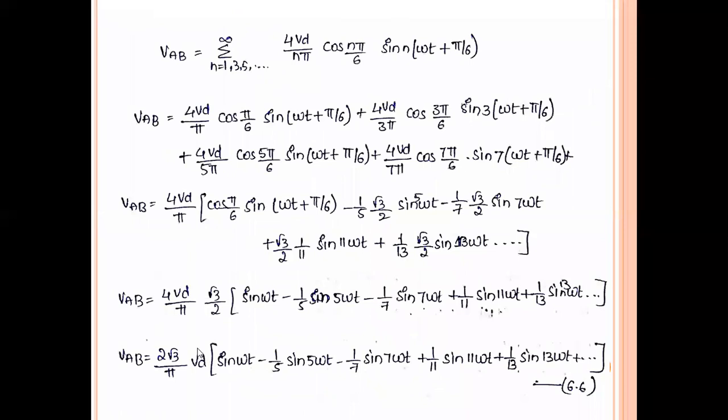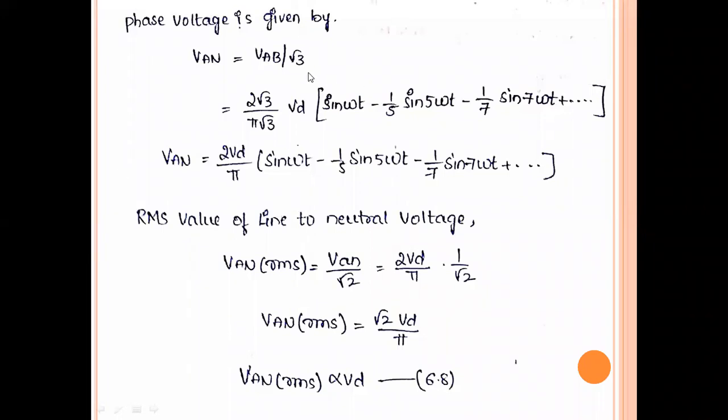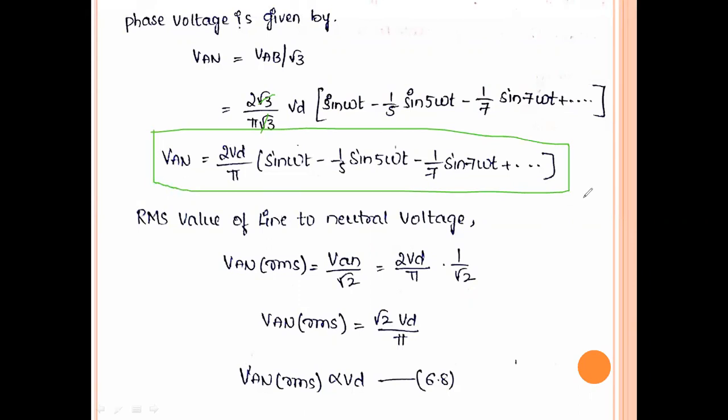So the line to line voltage, which is VAB, from this equation is divided by root 3 so that we can get the phase voltage, which is VAN. So from this phase voltage, you can simply see root 3 will be cancelled, and this is equation 6.7. This equation 6.7 gives the phase voltage. So we have obtained the line to line voltage, and similarly we have obtained the phase voltage.